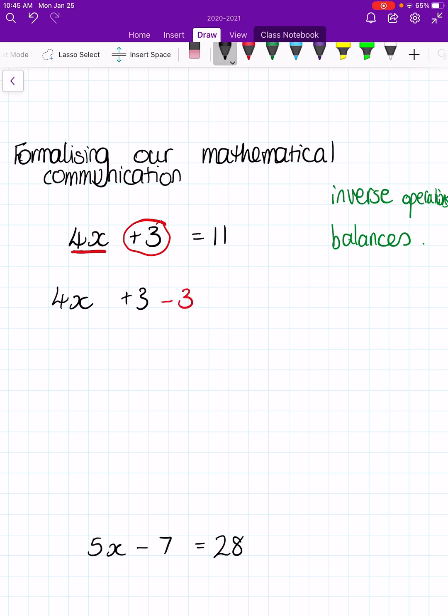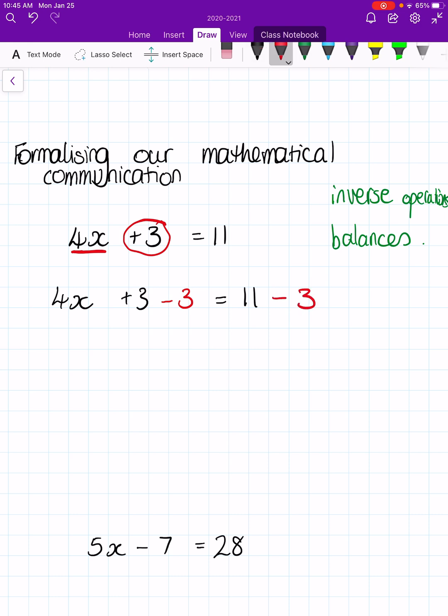Now because my equation is a balance, whatever I do to one side of the equation, I have to do to the other. So you can see that subtract 3 appears on both sides. If I add 3 and take away 3, that will disappear, so what I'm left with is just 4x here. And then on this side, 11 take away 3 is 8.